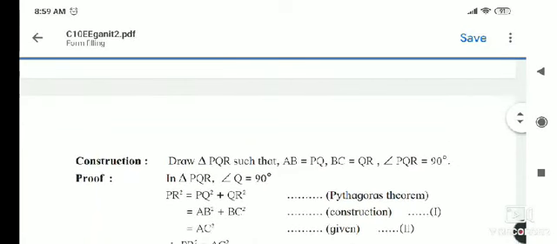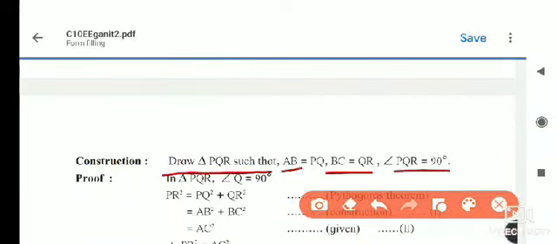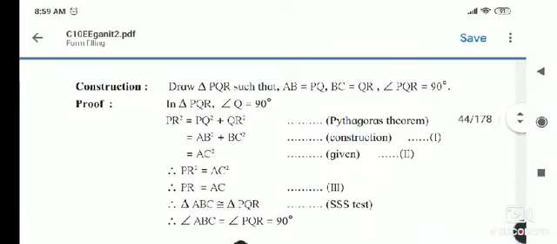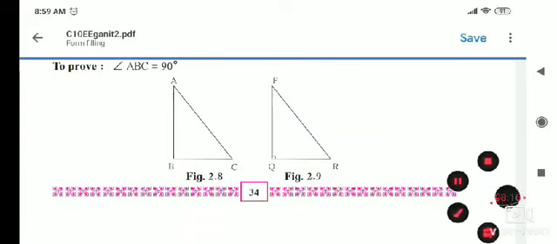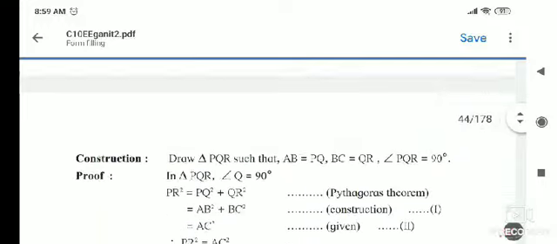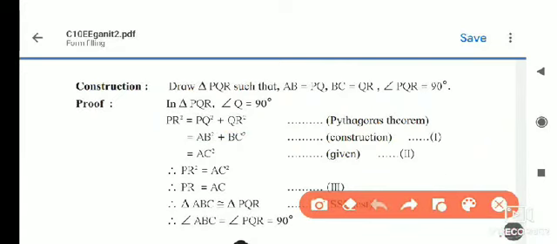Here they had taken the same thing in triangle PQR such that AB is equal to PQ, BC is equal to QR, and angle PQR is equal to 90 degrees. So in triangle PQR, as it is a right angle triangle, we can use the Pythagoras theorem here. So PR square is equal to PQ square plus QR square. Now as we know that PQ is equal to AB, PQ square is replaced with AB square, and QR is replaced with BC.